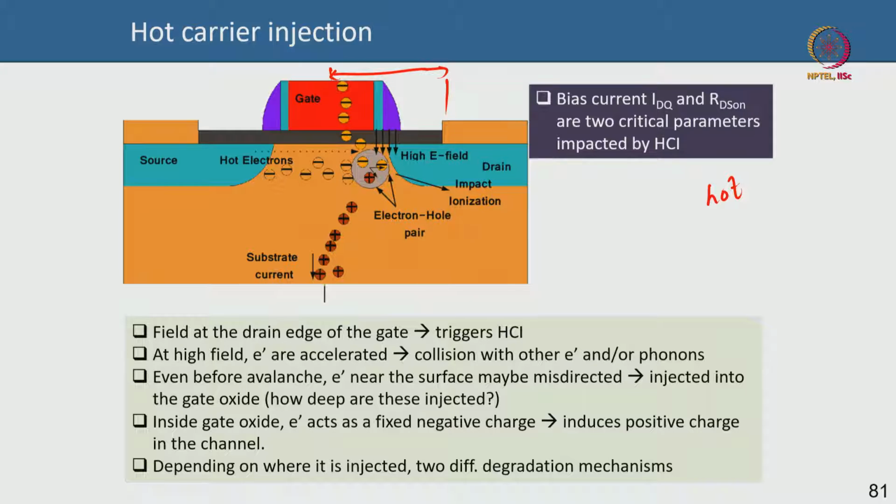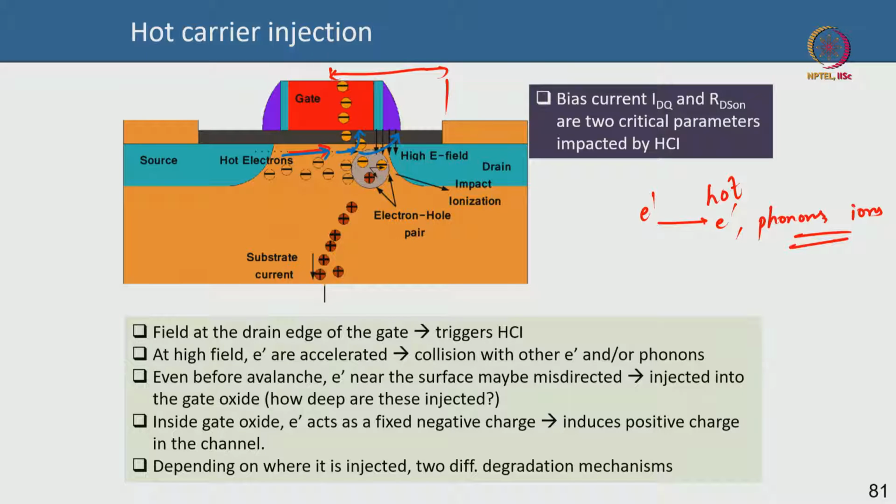So what happens is that very highly energetic electrons, when they move, they can collide with other electrons, they can collide with phonons, they can collide with impurities, ions, etc., and they can get misdirected. So they are moving in the channel. They are going to move in the channel here, but they can collide with all these background electrons and other kinds of ions, etc., and they can get misdirected because they are highly energetic. They can enter the oxide below the gate. They can also enter the oxide in the drift region, okay, and there is another parasitic bipolar effect that I'll come to slightly later.